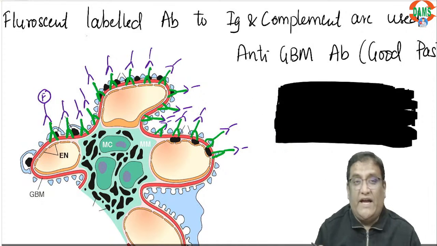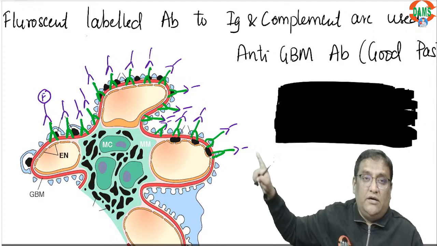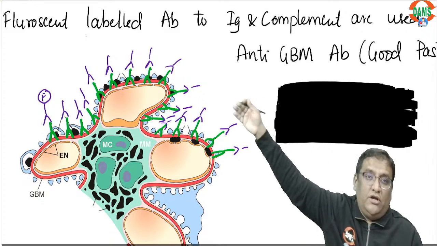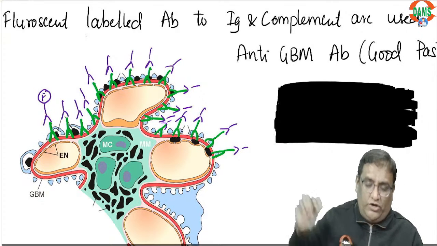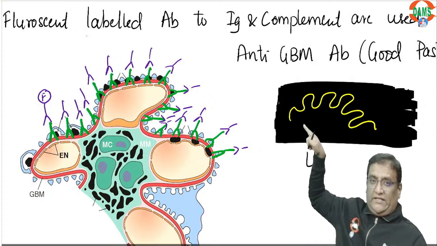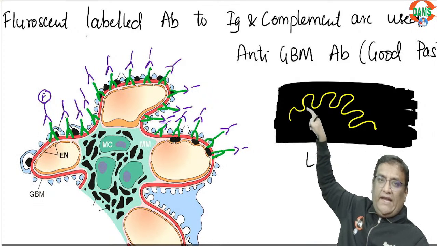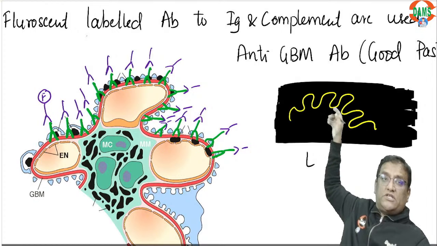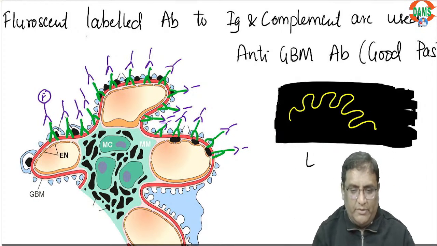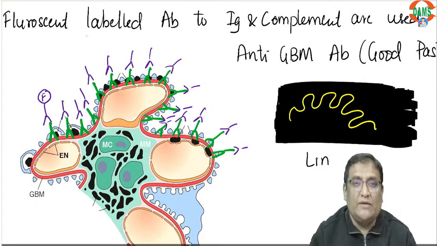So, the green one is anti-GBM antibodies here, and the purple ones are the antibodies that you have produced. These are your test antibodies, isn't it? So, you will end up getting a pattern like this. That is your line-like pattern. Why line-like pattern? Because this is exactly how your basement membrane is, and this is what we call a linear pattern.